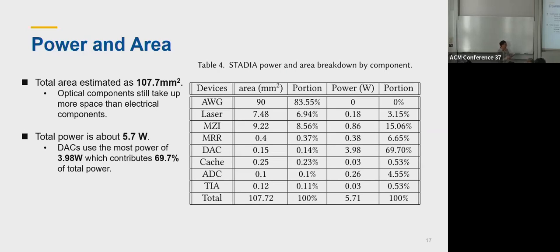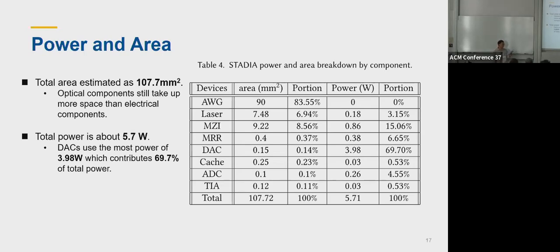This table shows the footprint and power breakdown of our Stadium-based architecture, with a total area estimate of about 100 square millimeters, and this meets our expectation as optical components still take up more space than electrical components. MZI control contributes about 9%, which is the largest area among the computing components. The total power of all components is about 5.71 watts.